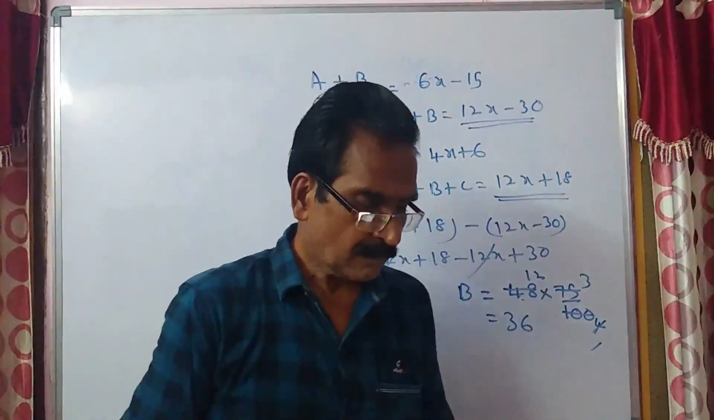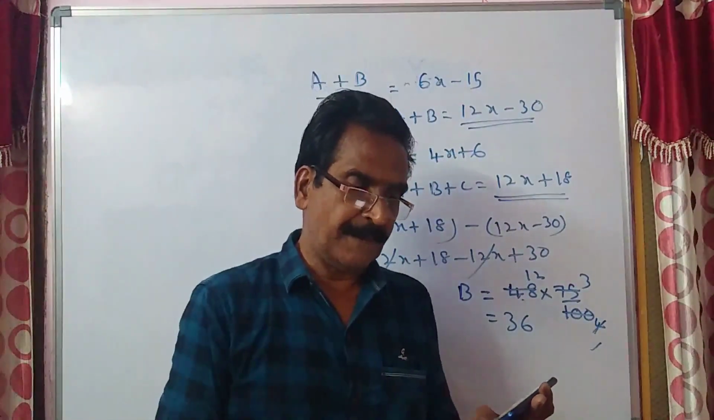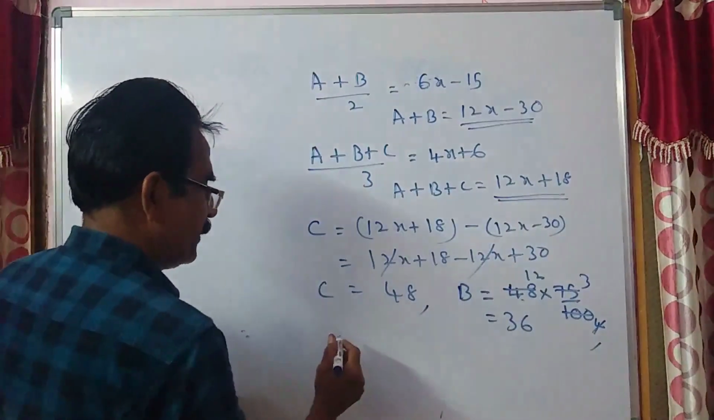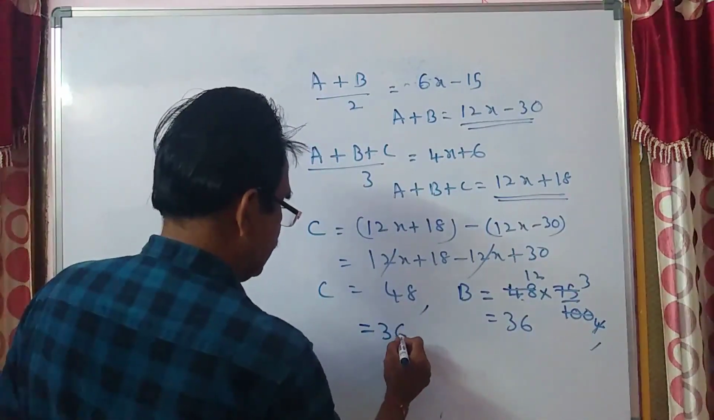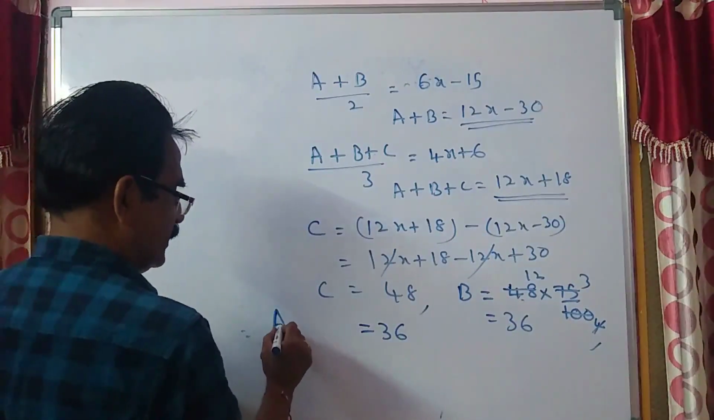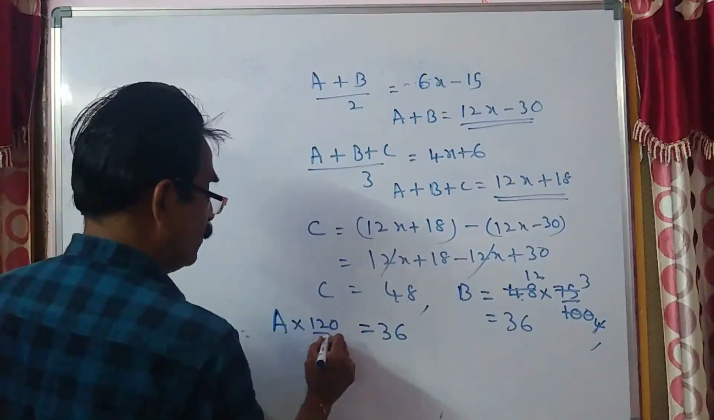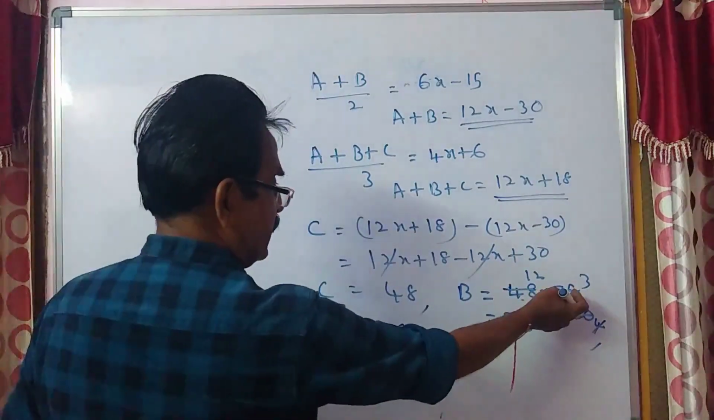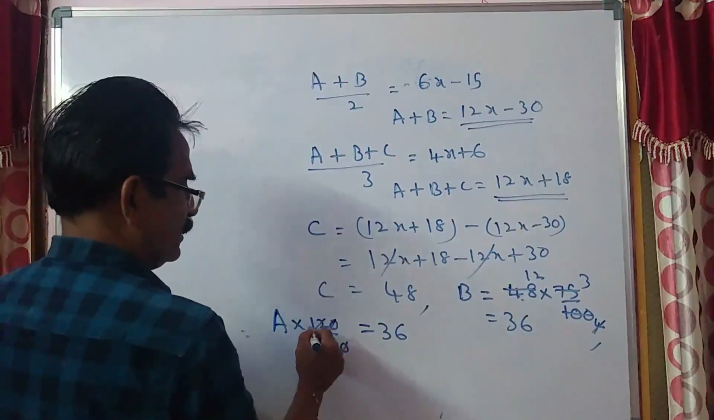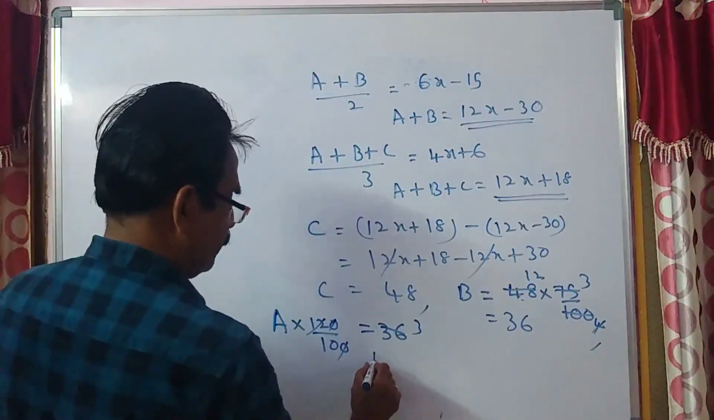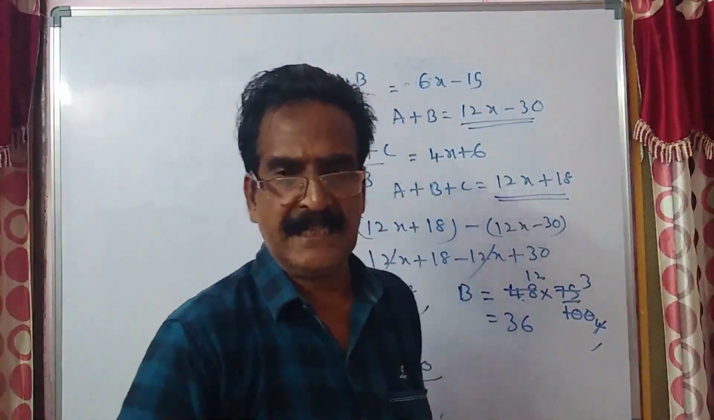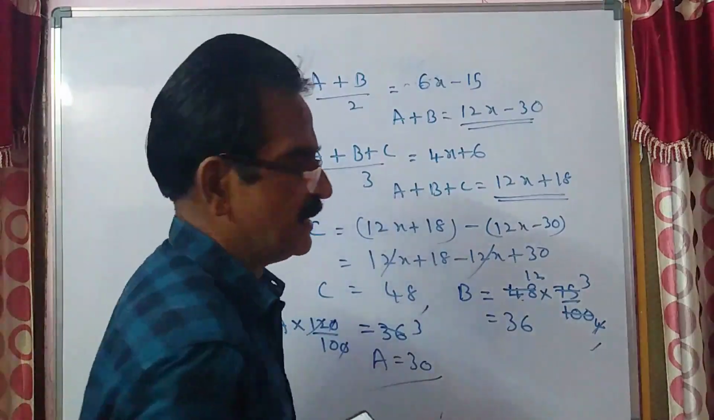36. Now B's age is 25% less than C and 20% more than A. So B's age is 20% more than A. 20% more means 120 by 100. 25% less means 75%. 20% more means 120%. So 12 3s are 36, 3 10s are 30, A is equal to 30. That is the question here. Find the present age of A. A is equal to 30 years.